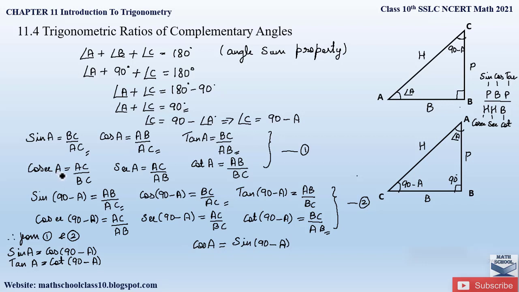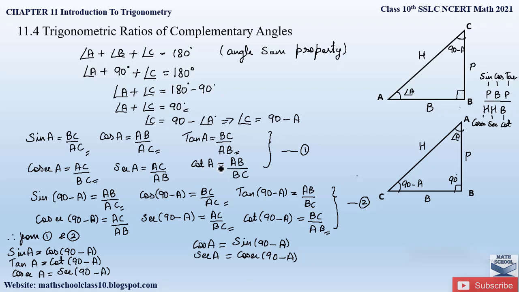Okay. Here in equation 1 we have cosecant A is equal to AC by BC, and in equation 2 also we have secant 90 minus A is equal to AC by BC, right? So here also we can observe that the right hand sides are equal, so therefore we can write cosecant A is equal to secant 90 minus A. Now coming to secant A, now here secant A is how much? AC by AB, whereas in the second equation cosecant 90 minus A is equal to AC by AB. So therefore we can write secant A is equal to cosecant 90 minus A.